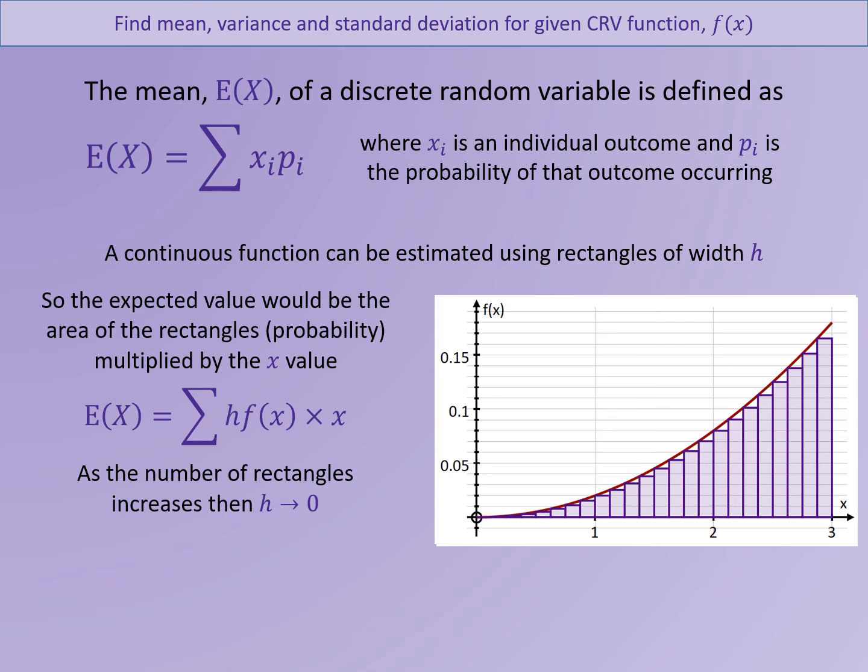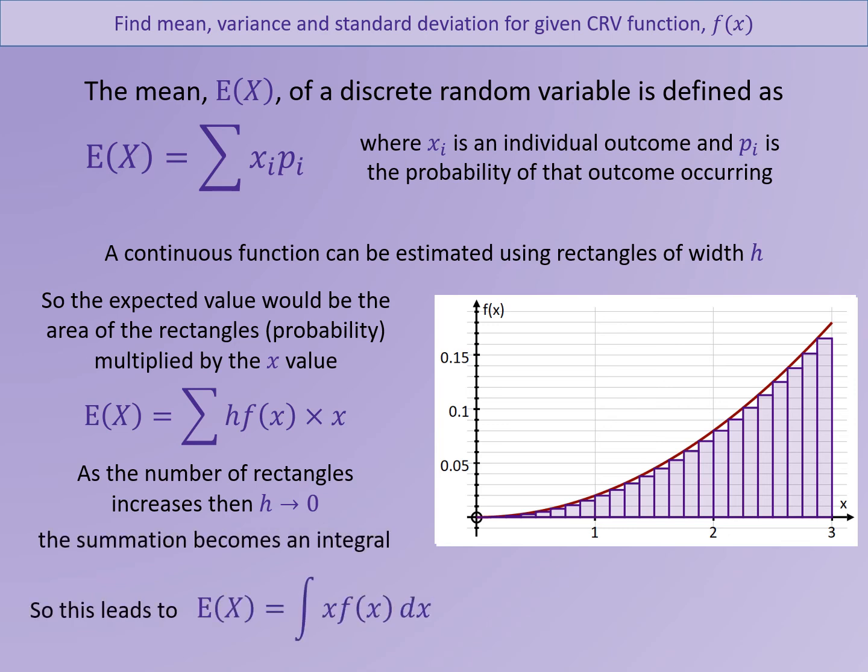We can then use a limiting process to allow the width of each rectangle to tend towards 0, the number of rectangles to increase to infinity. And as h tends to 0, this summation becomes an integral. This leads us to the formula that the expected value of x for a continuous random variable is the integral of x multiplied by f(x) dx.